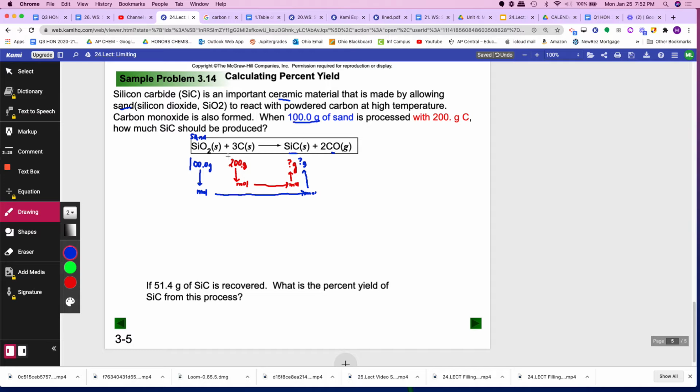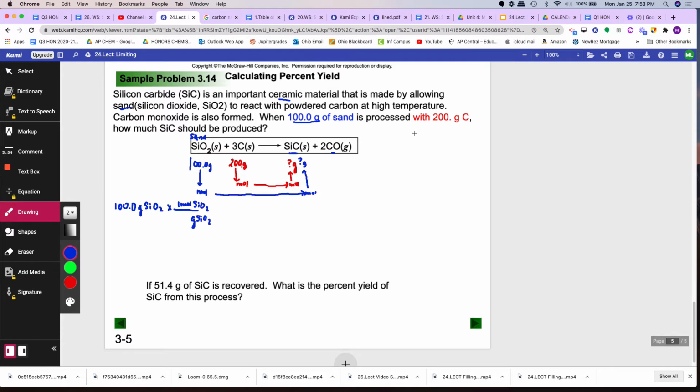You have 100 grams of sand. I'm going to use the blue pen. So 100.0 grams of SiO2. Go to moles. 1 mole of SiO2 is how many grams of SiO2.